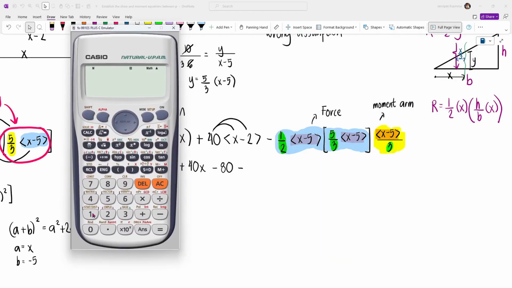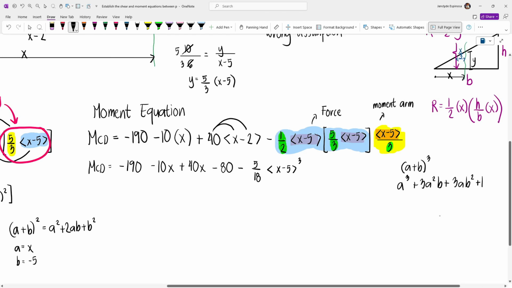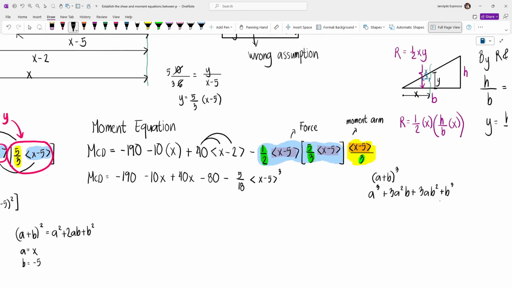Now if we try to check, we have 1/2 times 5/3 times 1/3. We have this value, so minus 5 over 18. And then we're going to join X minus 5. So we have 3 of them, so (X minus 5) cubed. And now we're going to expand this term. If we cube a binomial, we have the following rule. (A plus B) cubed becomes A cubed plus 3A squared B plus 3AB squared plus B cubed. And so we're going to apply this rule. By the way, for this term, our A is X and our B is negative 5.